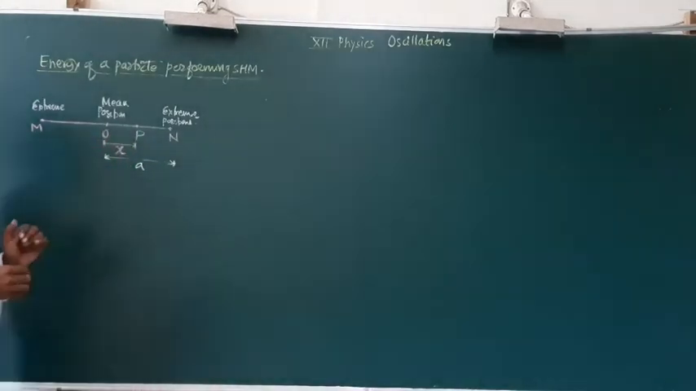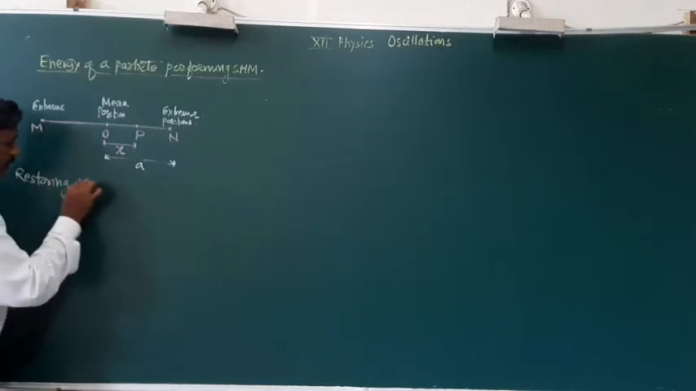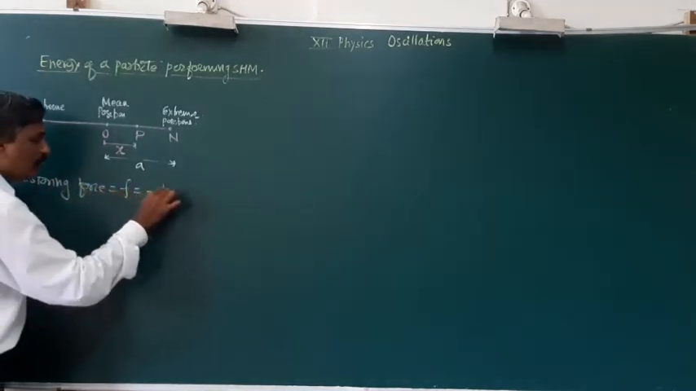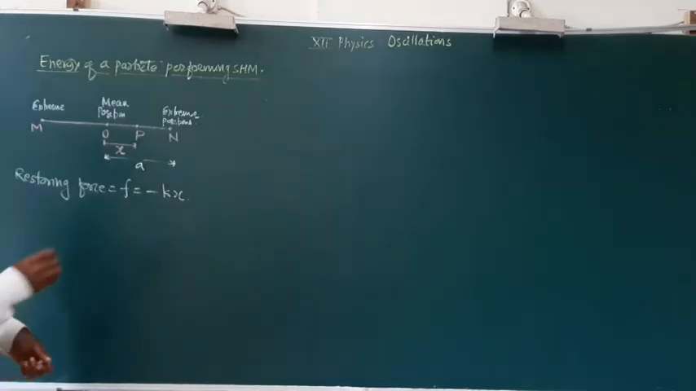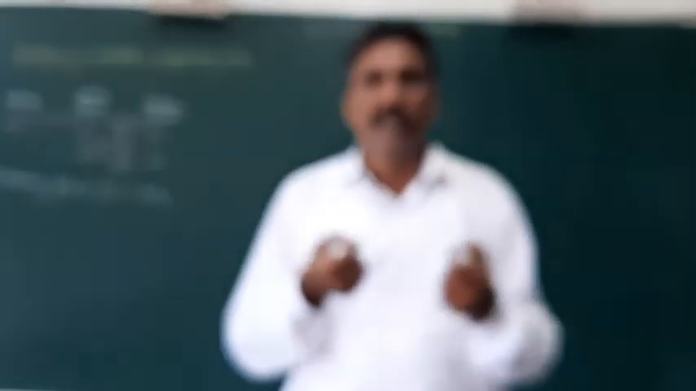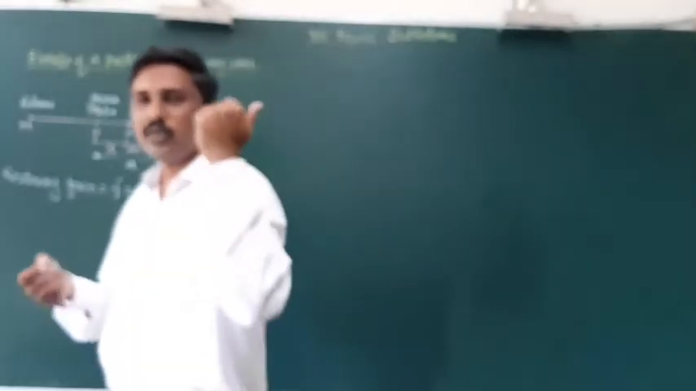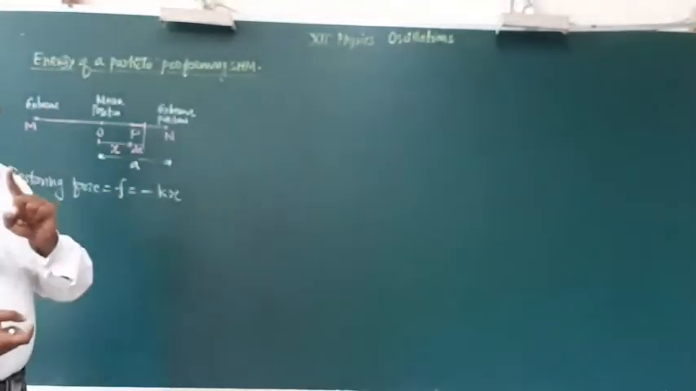When a particle is performing simple harmonic motion, the restoring force acting on the particle is given by F equals minus kx. When the particle is at the point P, it performs a very short displacement, let me call it an infinitesimal displacement, and its value is dx. The particle performs a displacement in a very small interval of time, within a fraction of a second. That displacement is an infinitesimal displacement, that is dx.